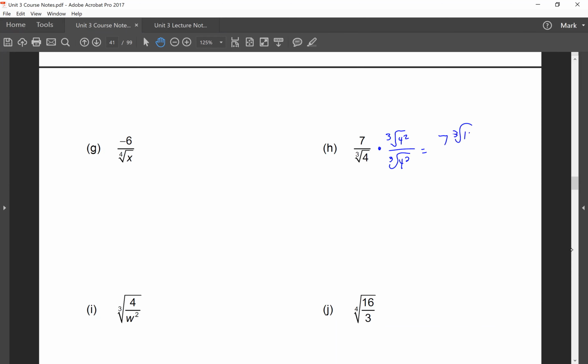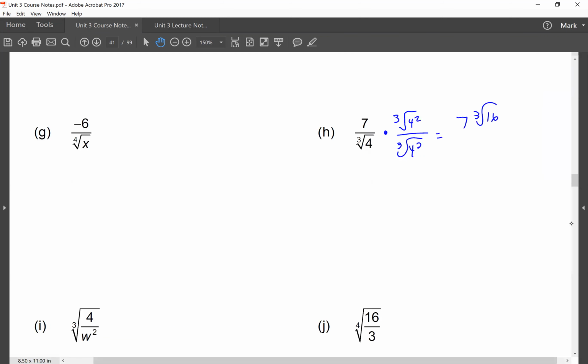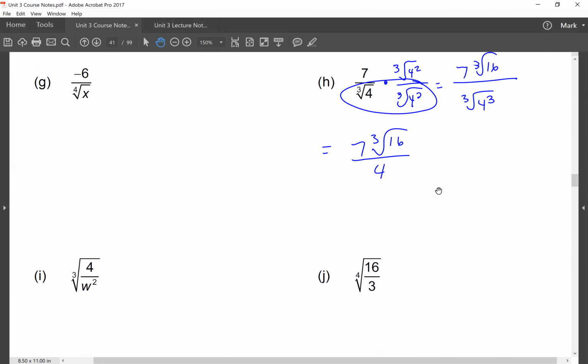I don't know why I'm writing this so small. Zoom in a little bit over this. So what this ends up being is the cube root of 4 cubed, which is just 4. So 7 times the cube root of 16 over 4. The big ones that you guys want to practice are the squares, but we can get rid of cube roots doing this.